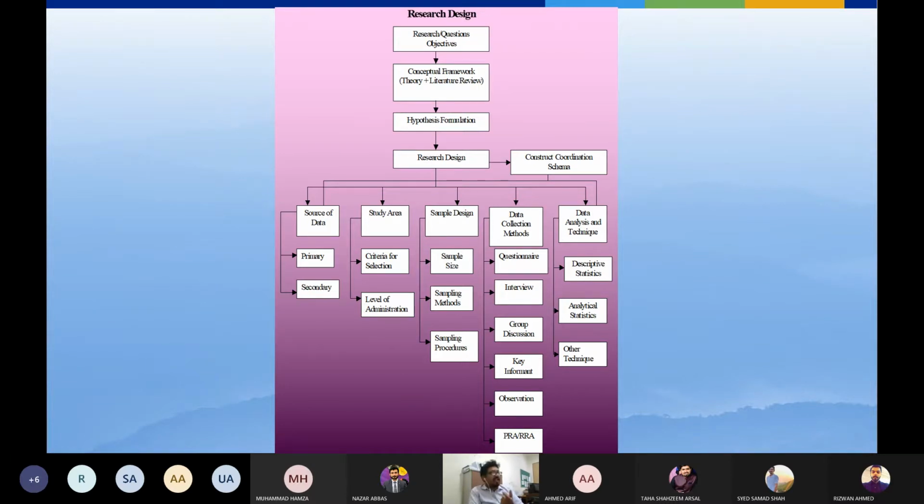Depending upon your study area, you might have some criteria for classification and up to what level of administration: are you going to be working at the national, provincial, district, local, community, or even household level? That is the breakup of your unit of measurement. Then comes your sample design. Because it's social sciences, most of you might have some kind of representative sample of the actual population in the field. So you need to choose what sort of sampling design you should employ.